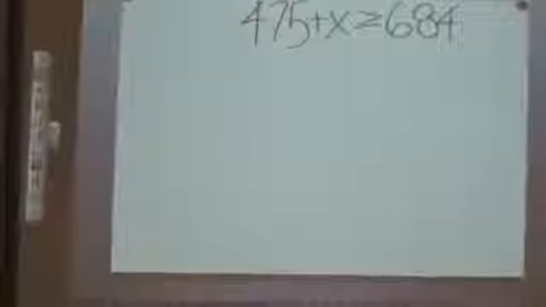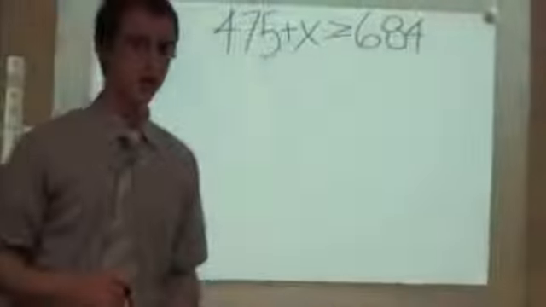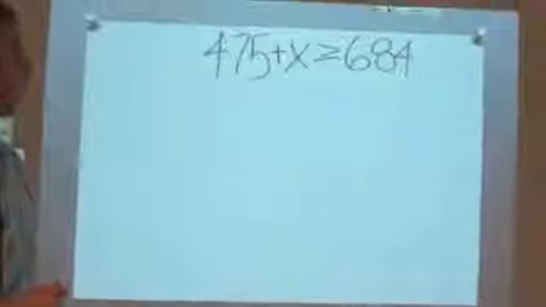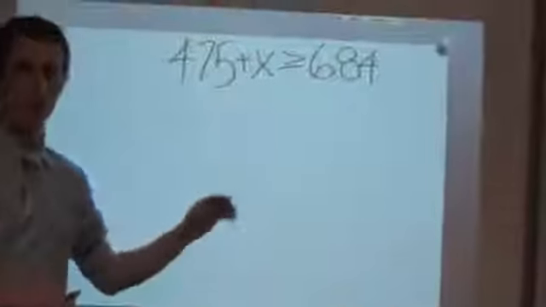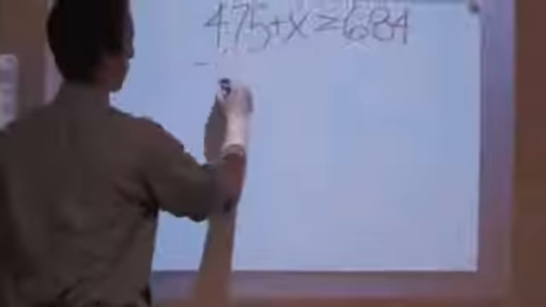Alright, little technical difficulty. We'll solve this out. So we had 475 plus X greater than or equal to 684. Alright, so you guys have been solving inequalities like this for weeks now. We know how to do this. So the first thing we've got is this 475. We want to get it over here so we can have X by itself. We want to isolate X. So let's subtract 475 from both sides.